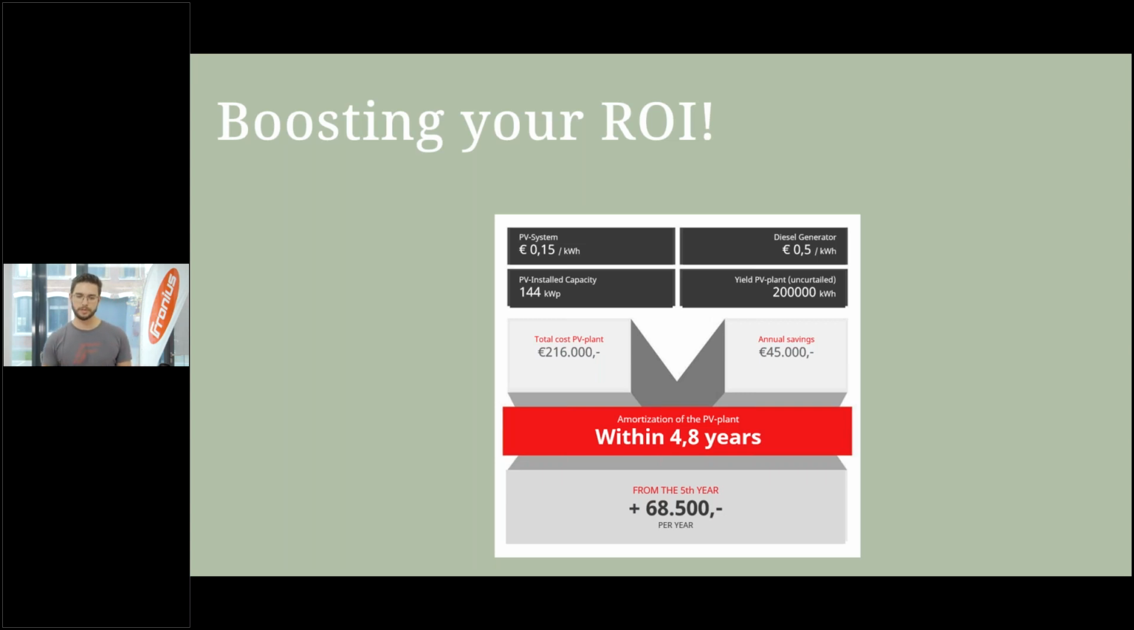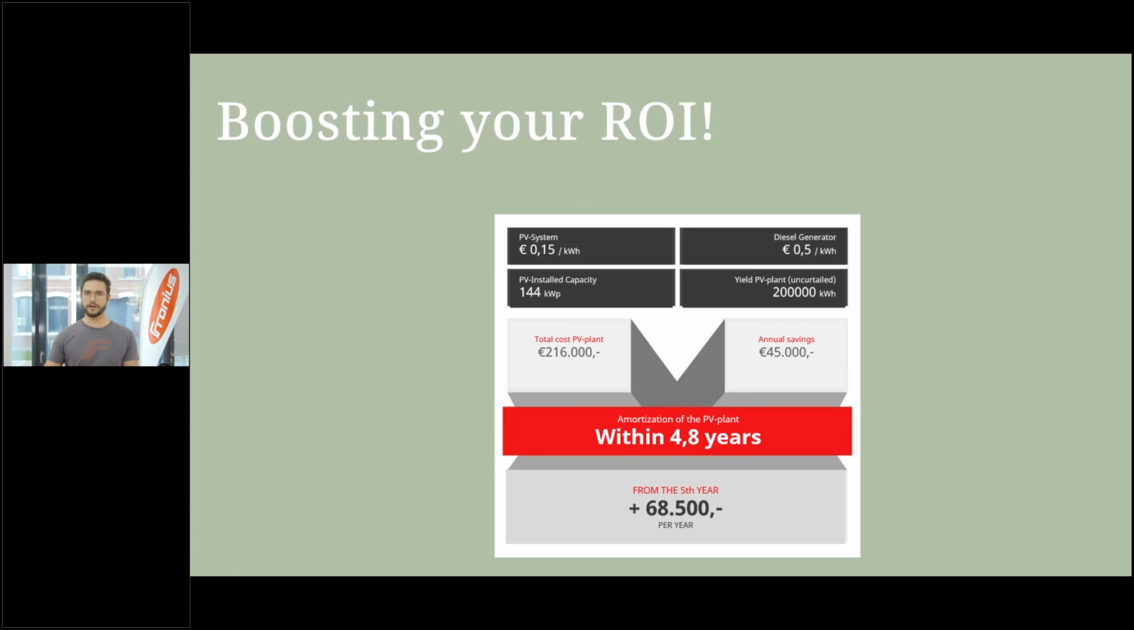And with those numbers, we come to the conclusion, okay, I also have to mention this below. The total cost for the PV plant with this 144 kilowatt peak is around 260,000 euros. And if we take the numbers above into account and do a calculation, the return on investment would be reached in 4.8 years.